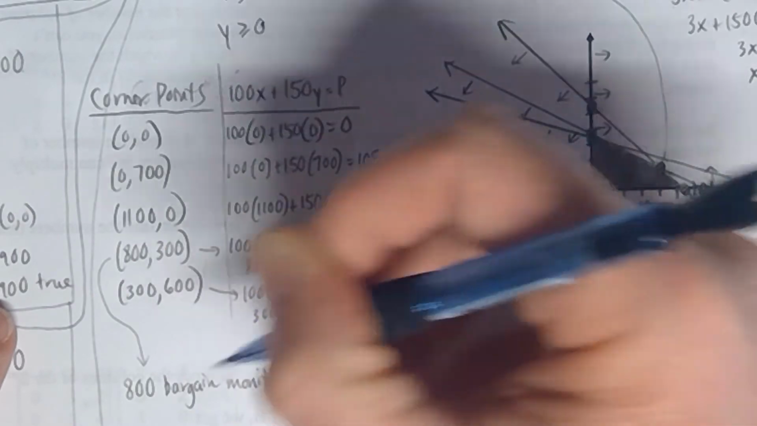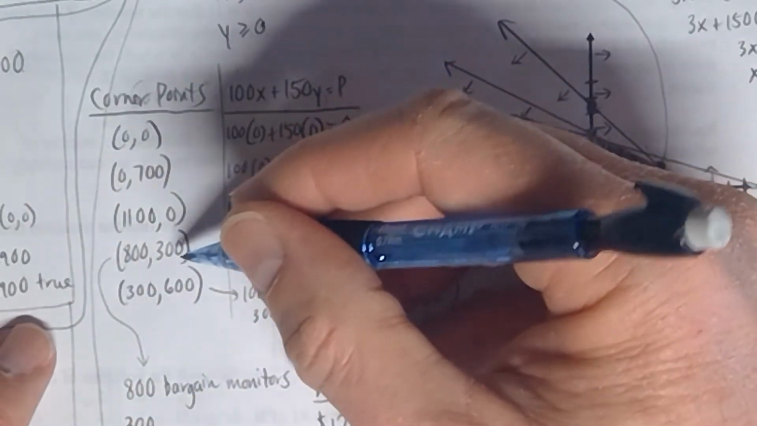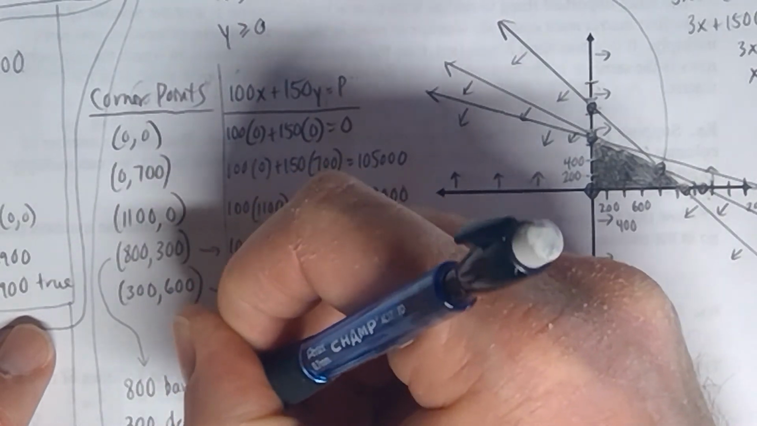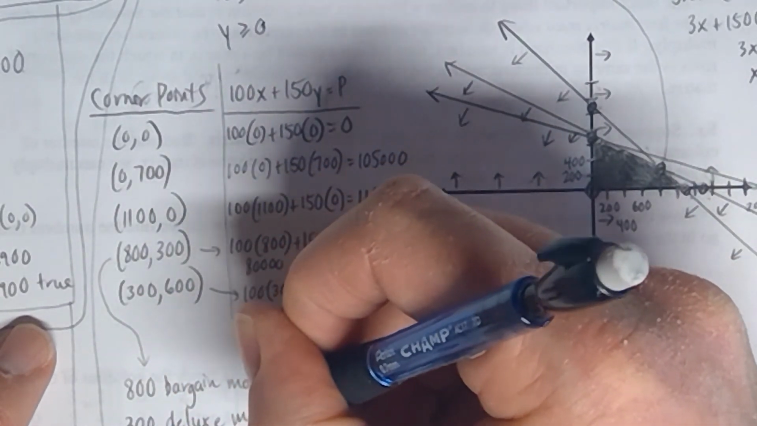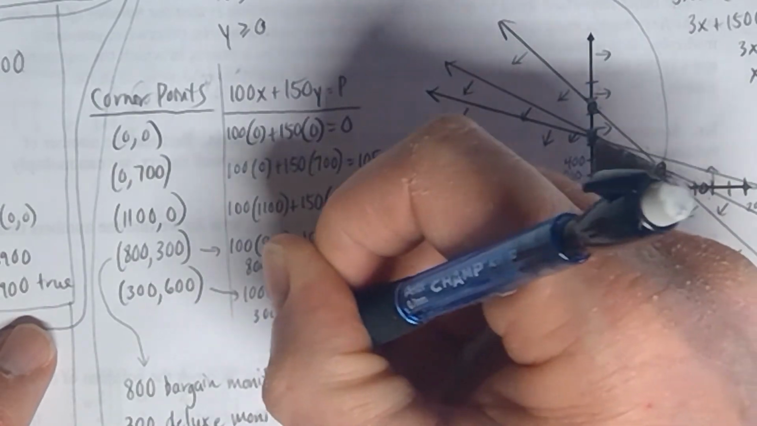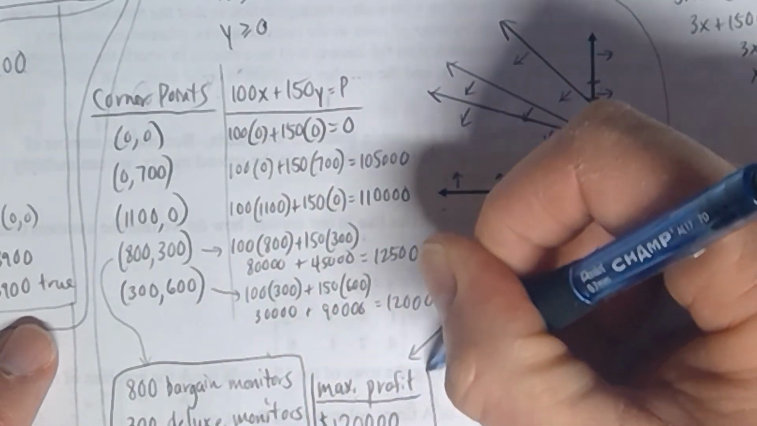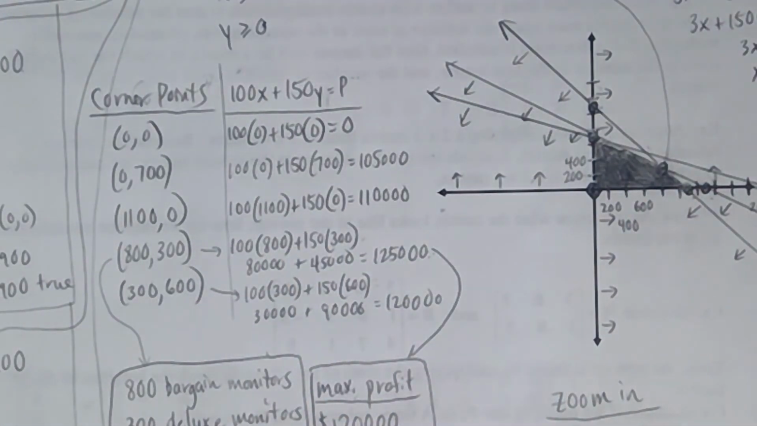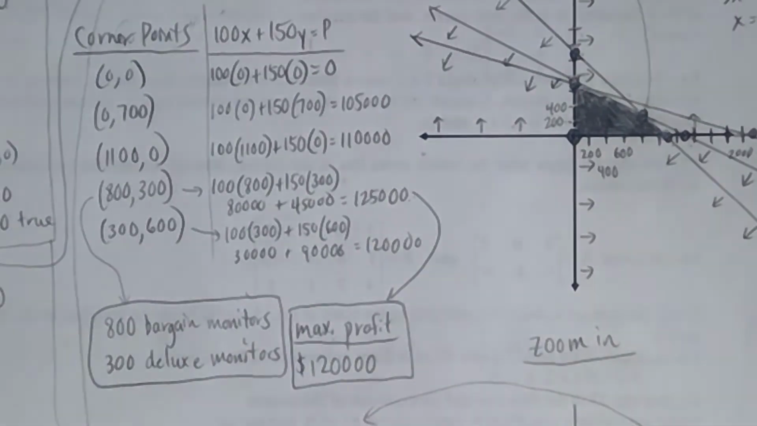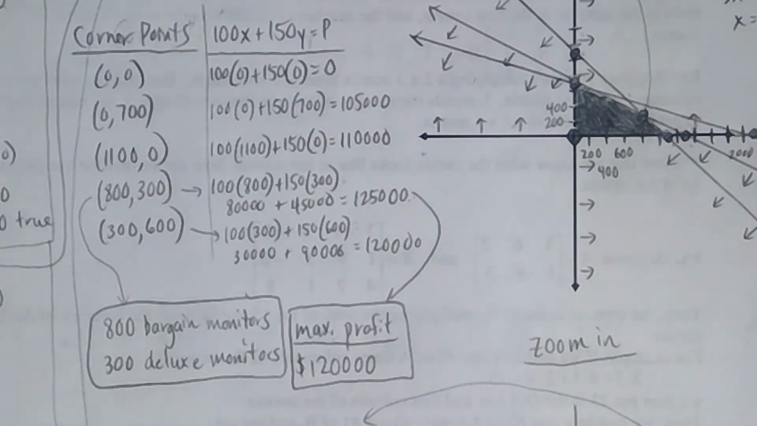Okay. And 300 was the Y, and since Y represented deluxe, we're going to say 300 deluxe monitors. Okay, and that is what gives you the maximum profit of $120,000. So that's how companies can figure out how to maximize their profits based on the constraints that they have. Constraints on the hours that they can spend packing and shipping, packing and testing and cabinetry and assembly and all that stuff. Okay, it's a big problem.